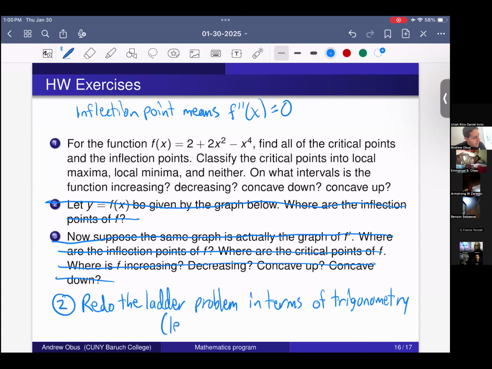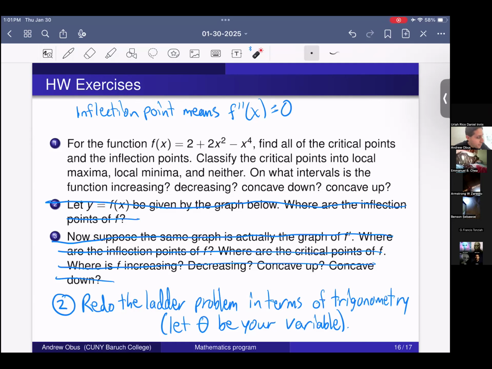So what I mean by that is let theta be your variable. Okay, redo the latter problem in terms of trigonometry. Okay. All right. So this thing is for this function, find all the critical points and the inflection points, classify them into local maxima, local minima, and neither. And I'm asking you on what intervals is the function increasing, decreasing, concave down, or concave up. Okay. And then this second problem is going to be to redo this latter problem.